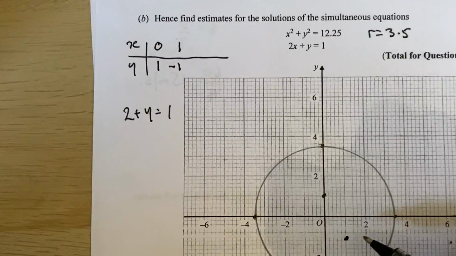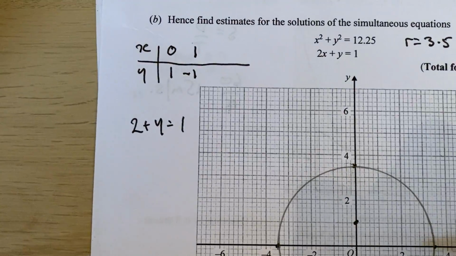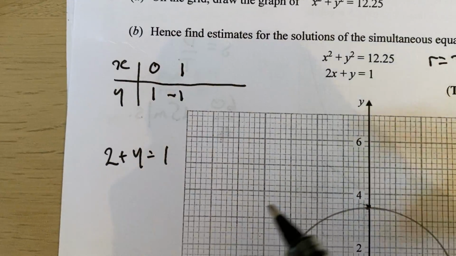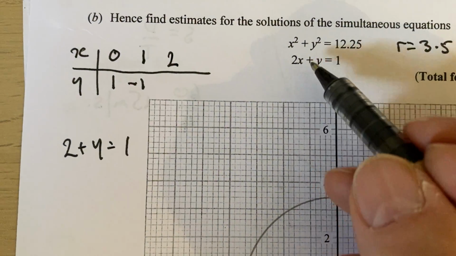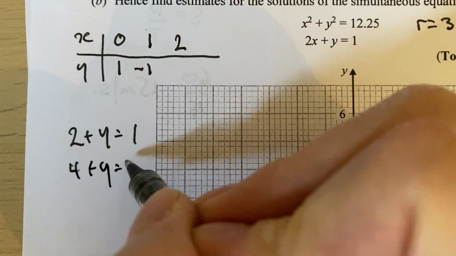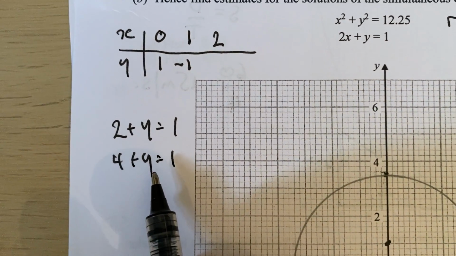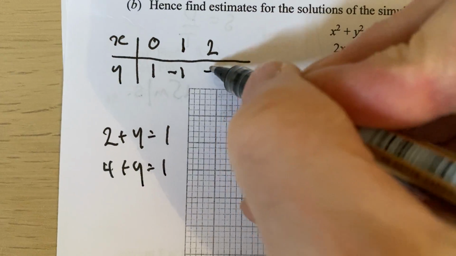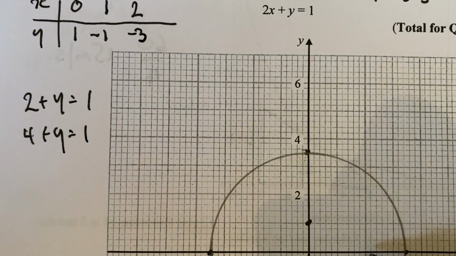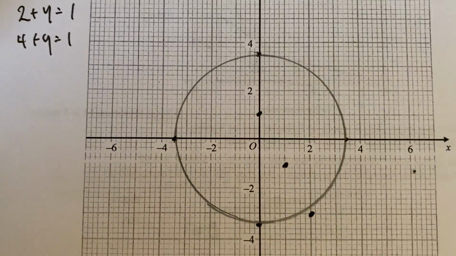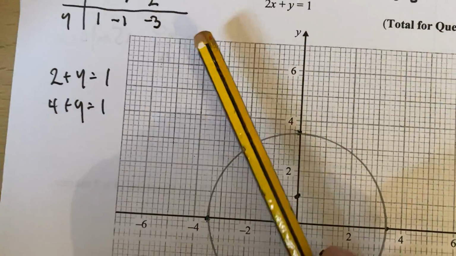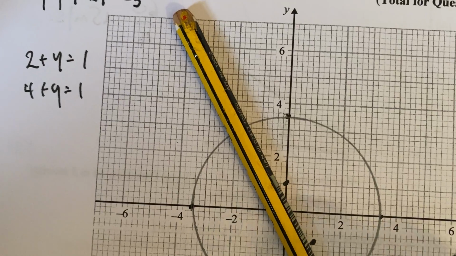Okay. And now let's choose another value. Let's not go to the minuses because that could be really confusing. Let's go for 2. So 2 2s are 4. So 4 plus y equals 1. So we need to drop down another 3, don't we? So that'd be minus 3. The reason I do 3 points is if these are all in a straight line, then I know I've done a good job.